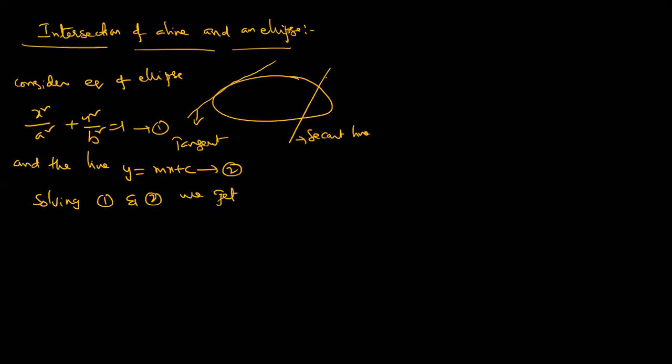Solving equations 1 and 2 means we can eliminate any one variable. Okay. So from these, what you're getting is b square x square plus a square into (mx plus c) whole square is equal to a square b square. Directly put y is equal to mx plus c in this case. See carefully. After that, take the LCM. Now expand this one.